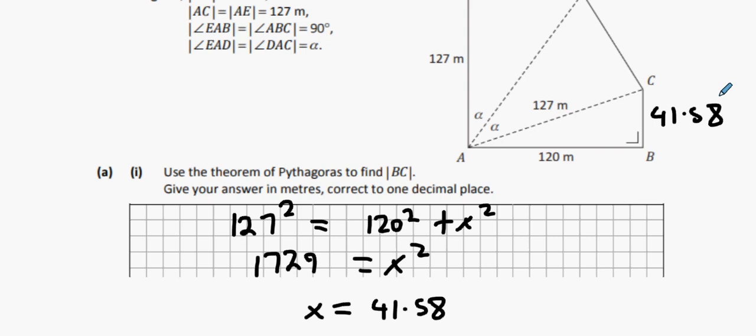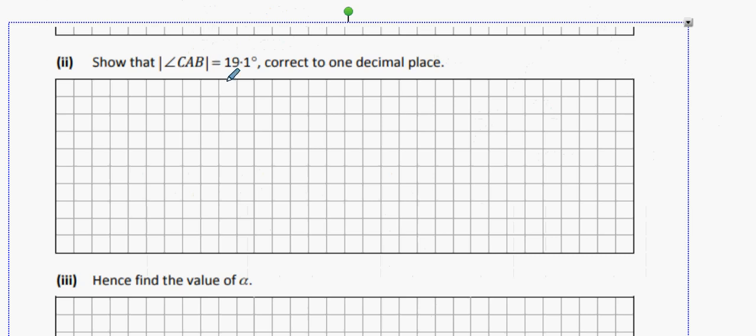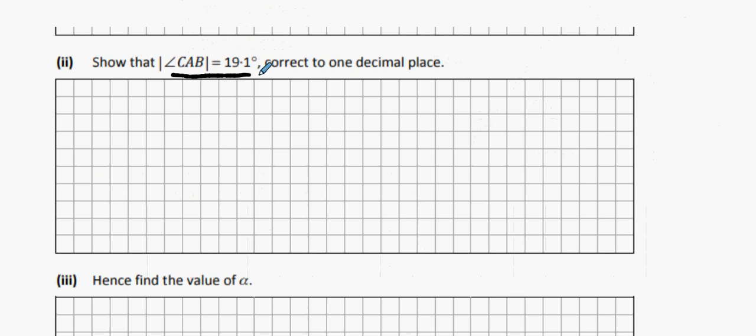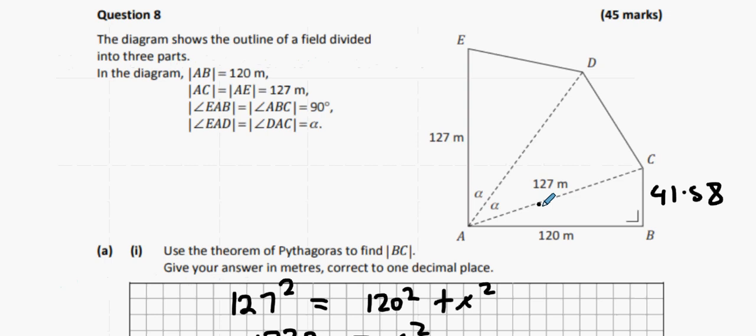All right. Next thing, A part 2. Show that the angle CAB is 19.1 degrees. What angle is CAB? There, it's angle X there. All right. Here's the deal. You can use sine, cos, or tan. Why? Because you know all three sides. Doesn't matter which one you use.